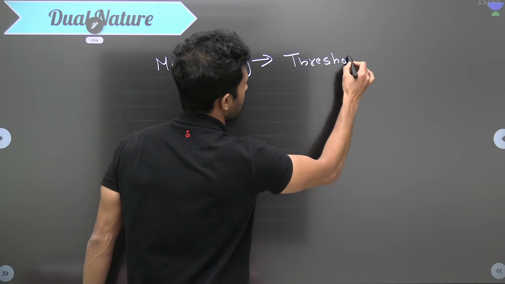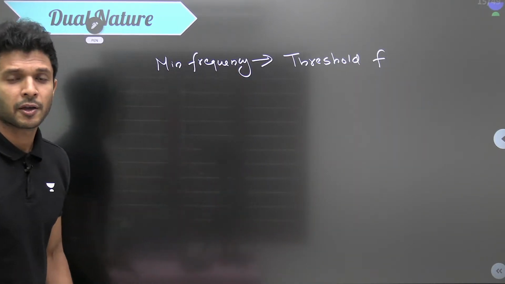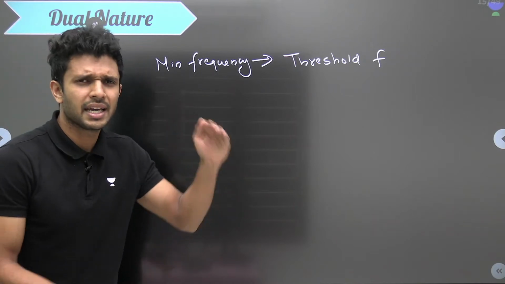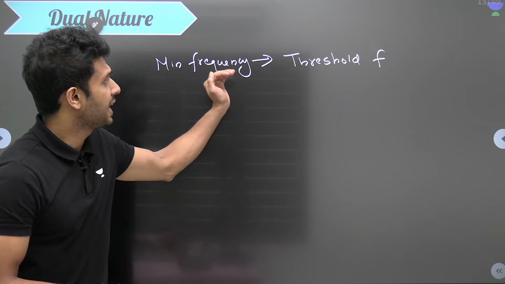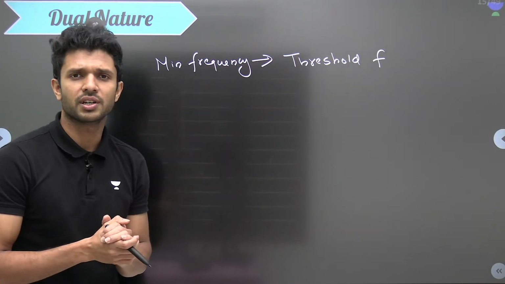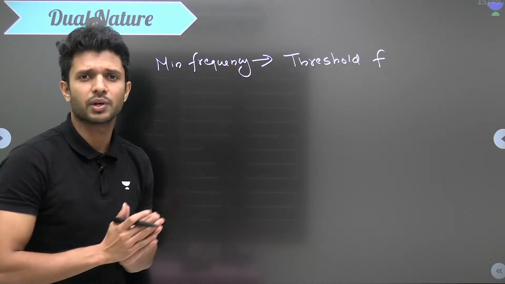What was its name? Threshold frequency. Very important. For the photoelectric effect to happen, a minimum amount of frequency has to be given, right? And that minimum frequency was the threshold frequency. That is, there exists a minimum frequency called threshold frequency.